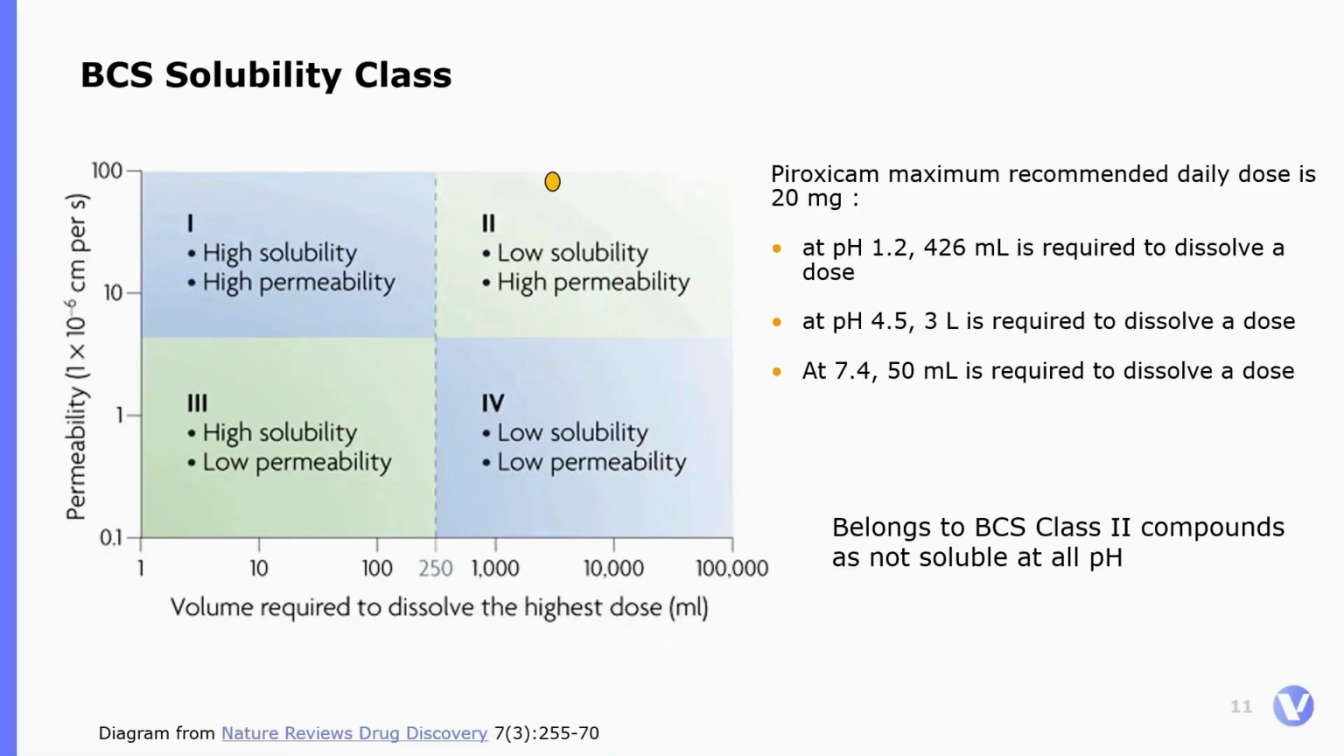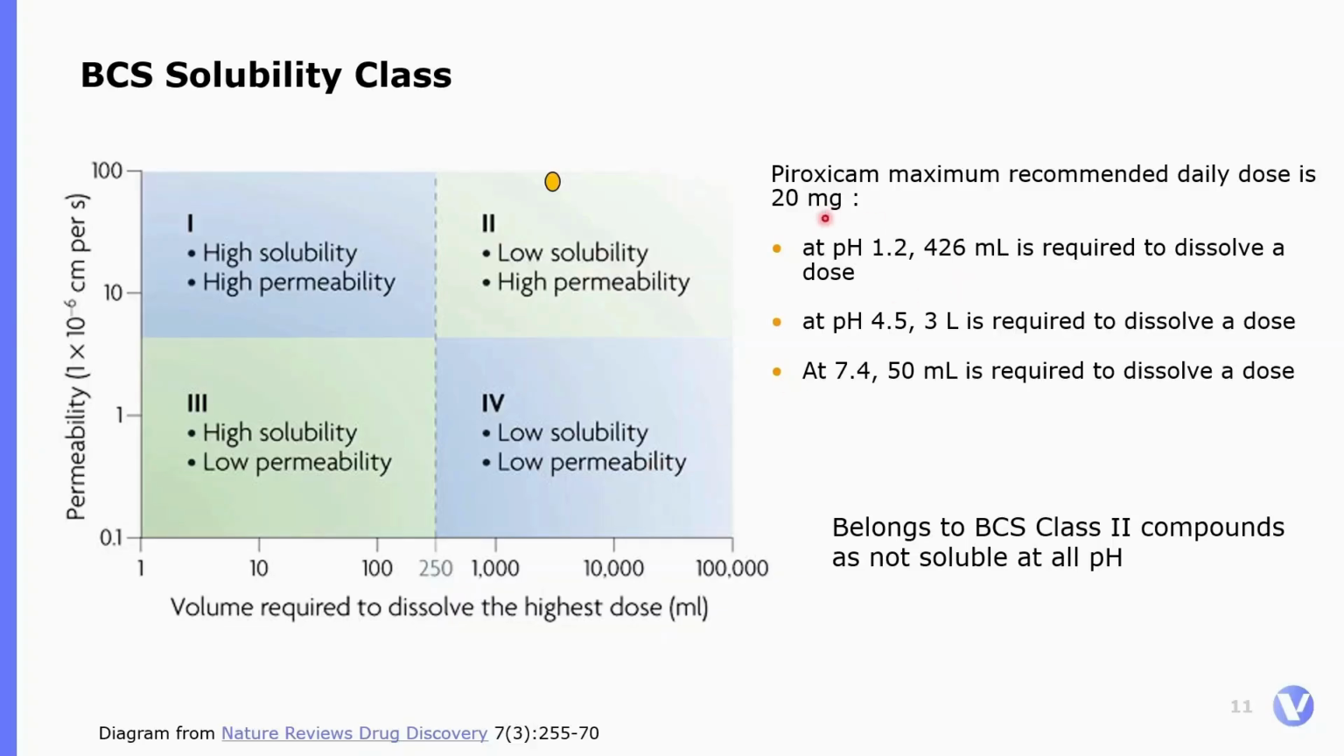Now, let's take a look at Piroxicam through the BCS solubility classification, which is widely used across the industry. This framework classifies drugs based on their solubility and permeability, and this can help to predict their in vivo performance. Class 1 and 3 compounds generally dissolve, while class 2 and 4 pose more of a challenge in terms of viability due to their low solubility.